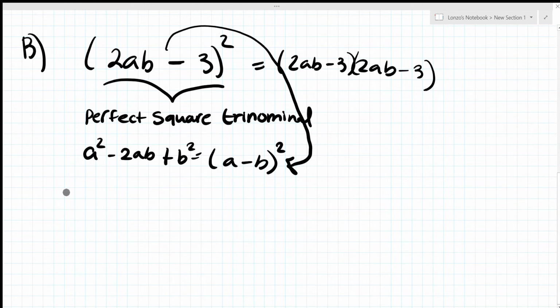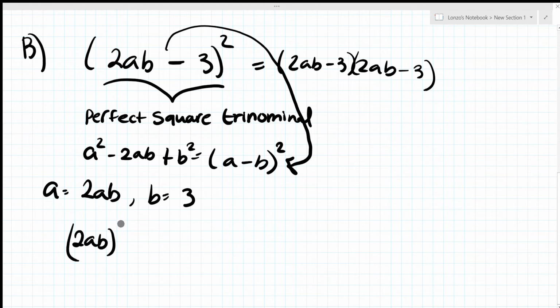I'm going to say my a is 2ab. It's exactly like this form, so it's actually given. Our a is just 2ab, and my b is just 3, because it looks like this. Now we just have to make it look like the expanded side. So it's a squared, which is 2ab squared, minus 2 times a, which is 2ab, times b, which is 3, plus b squared, which is 3 squared.